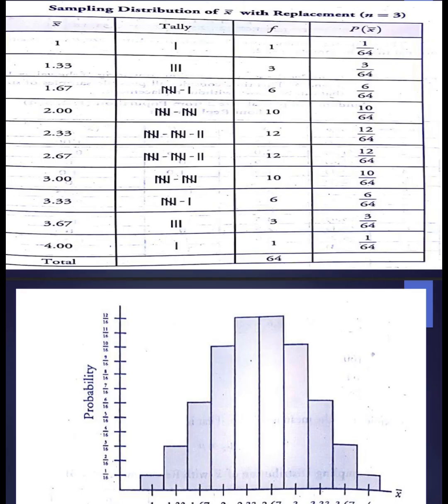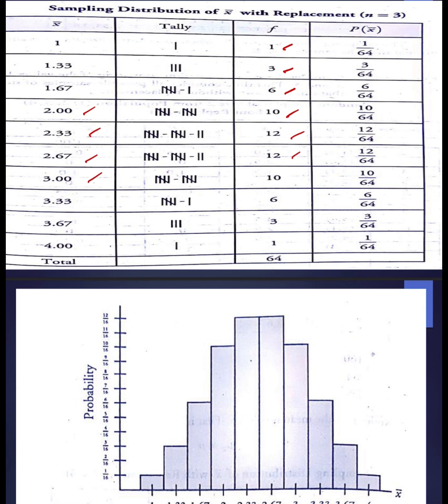Before we draw the probability histogram of sample size 3, let's construct the frequency table. For a sample mean of 1, the frequency is 1. A sample mean of 1.33, there are 3. A sample mean of 1.67, there are 6. A sample mean of 2.00, there are 10. A sample mean of 2.33, there are 12. A sample mean of 2.67, there are 12 also.